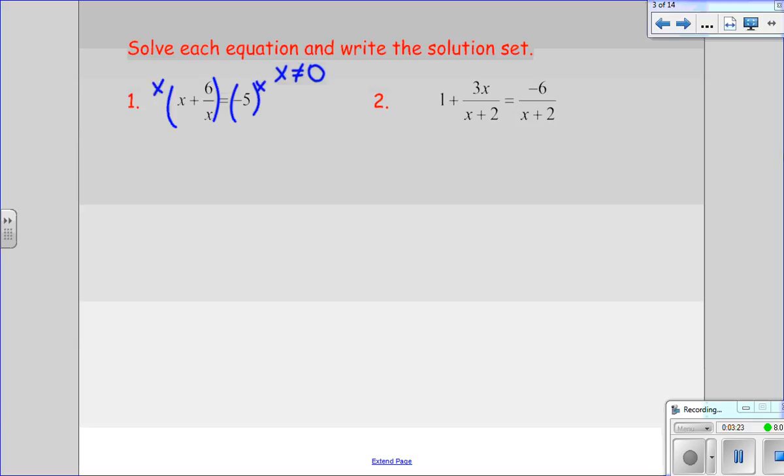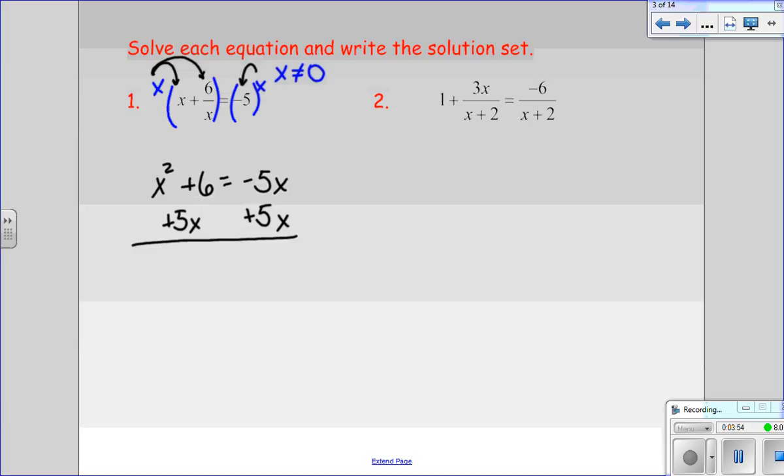So now let's distribute it. x times x is x squared. x times 6 over x, well, my x's cancel, leaving me with just plus 6. And then x times negative 5 is negative 5x. What we got here is a quadratic equation. So to solve this quadratic equation, let's set our expression equal to 0 by adding the 5x to the other side.